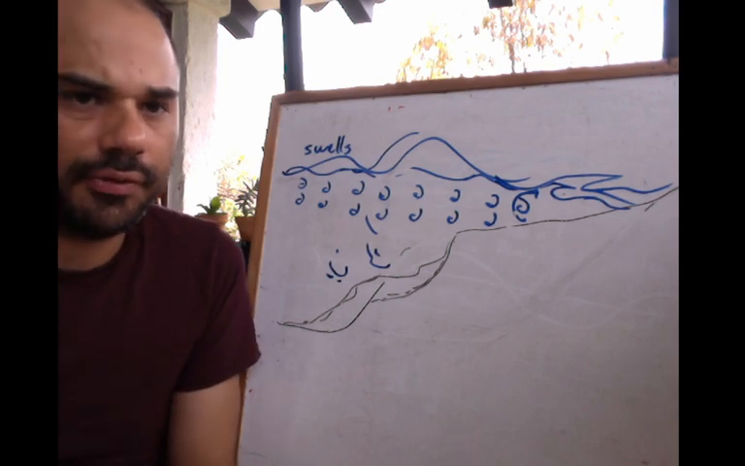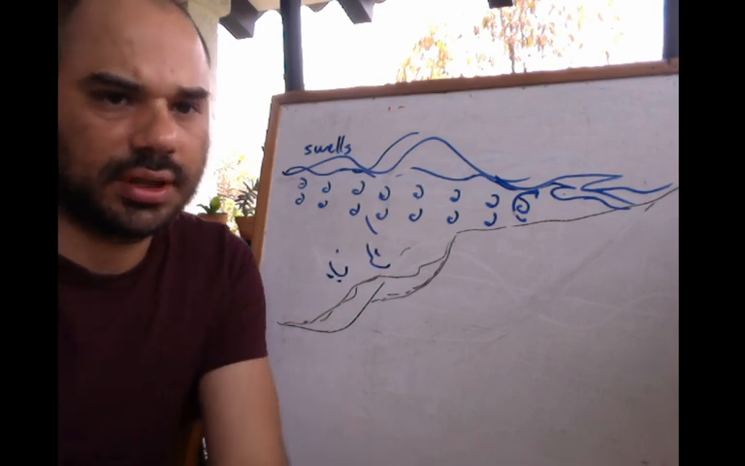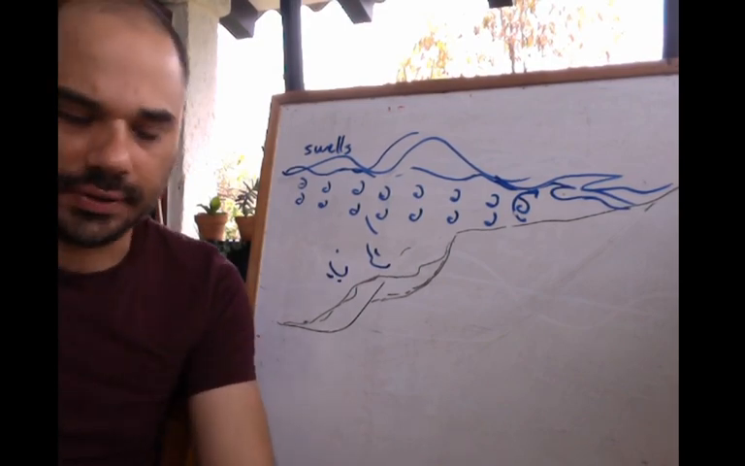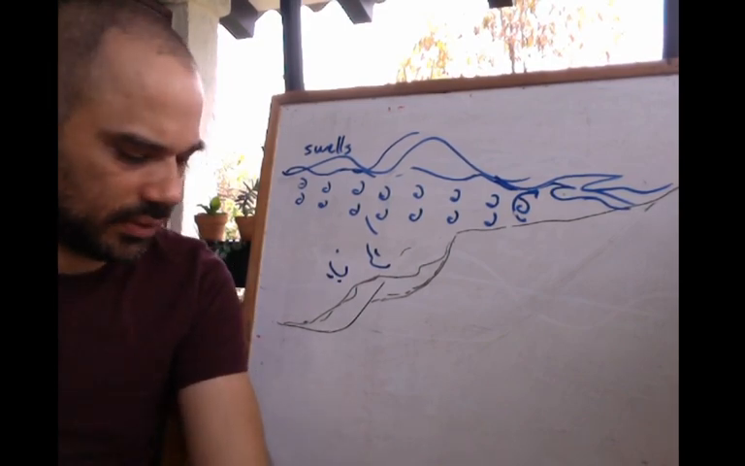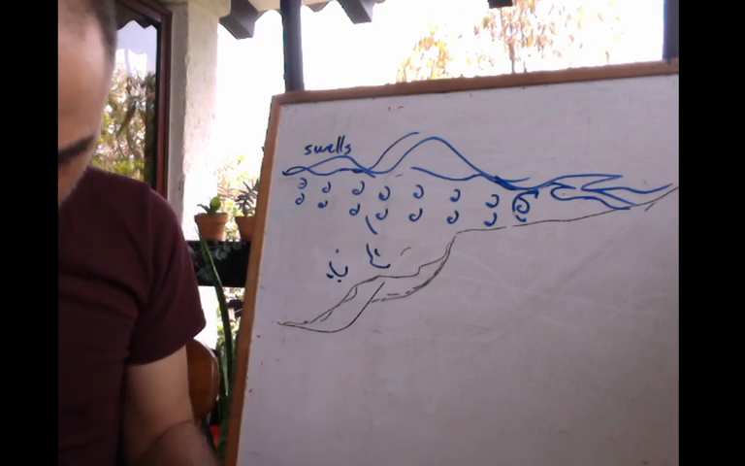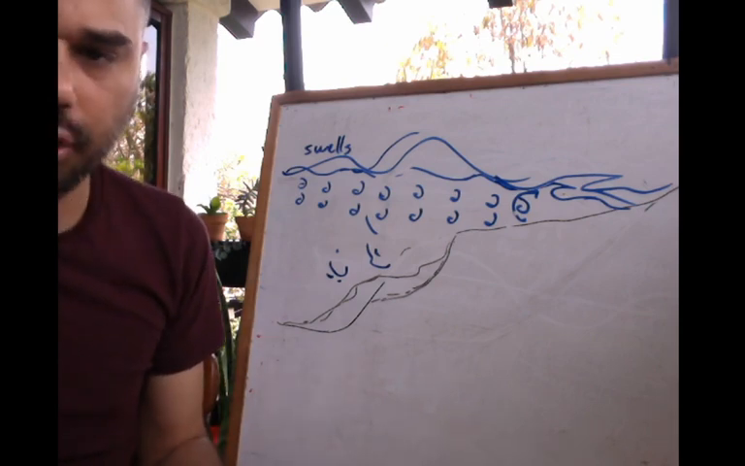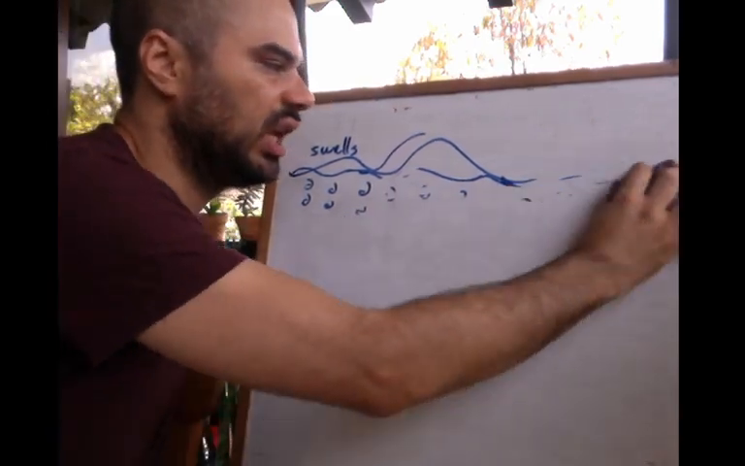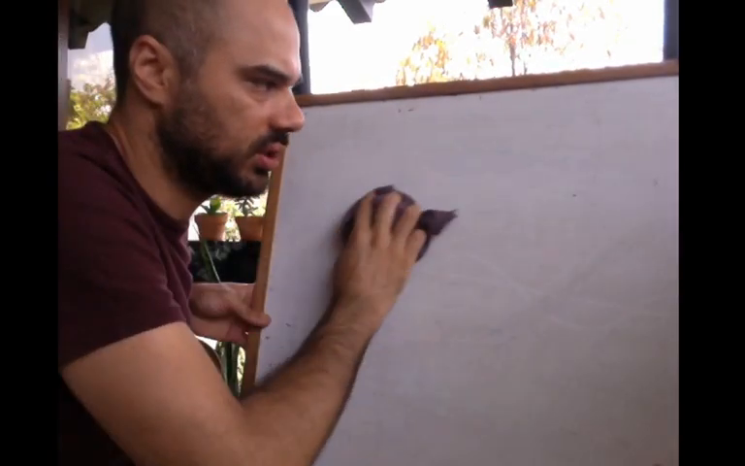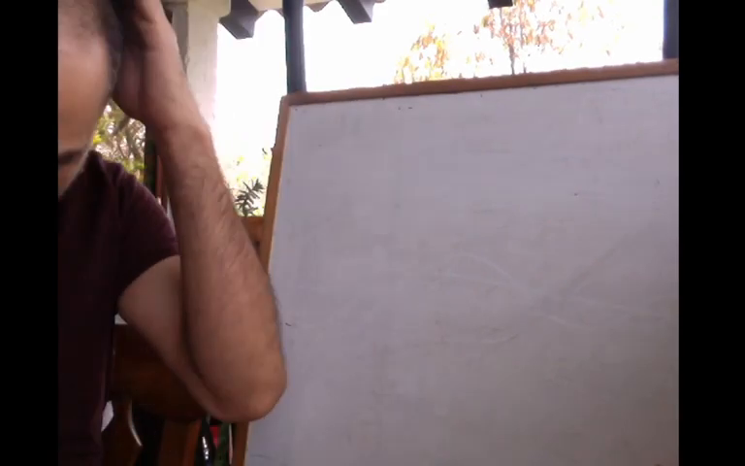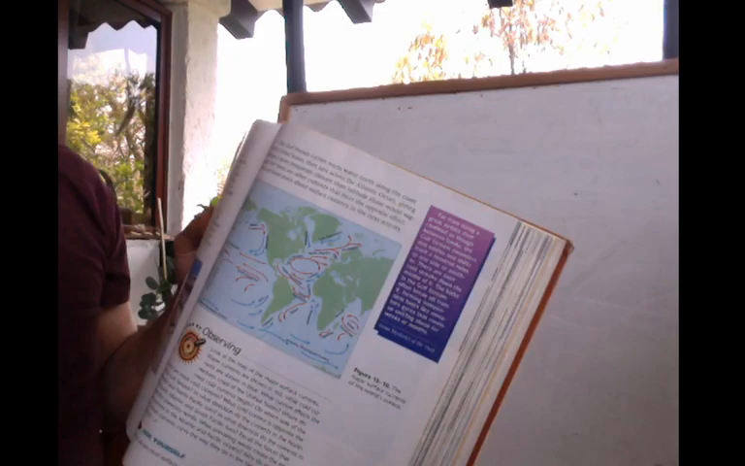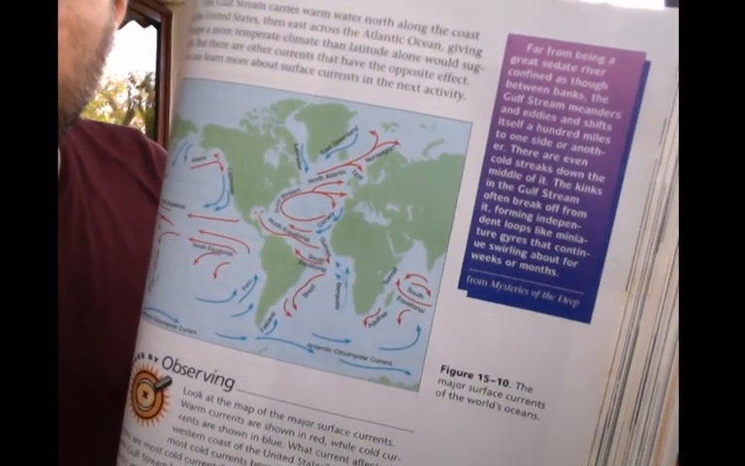Okay, do we have time for currents and tides? Yes. So currents. What is a current? It's the flow of water. Even the oceans itself have currents. If you go to page 461, you will see some of the world's main oceanic currents.